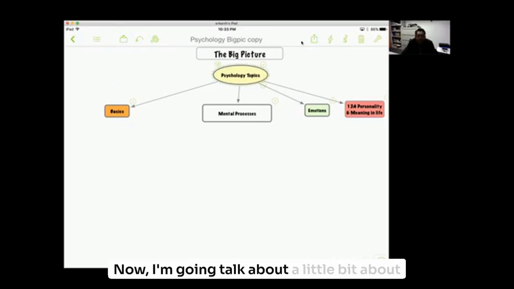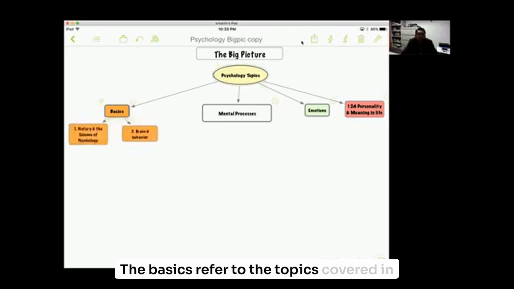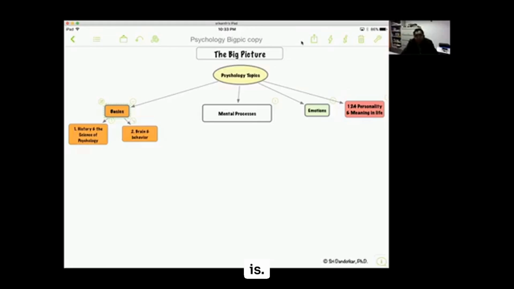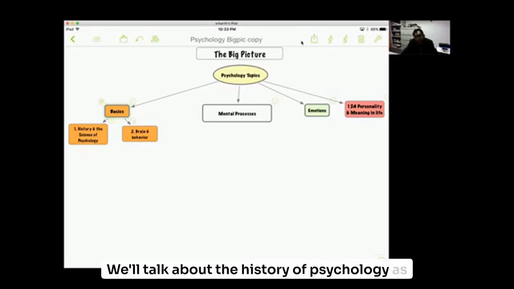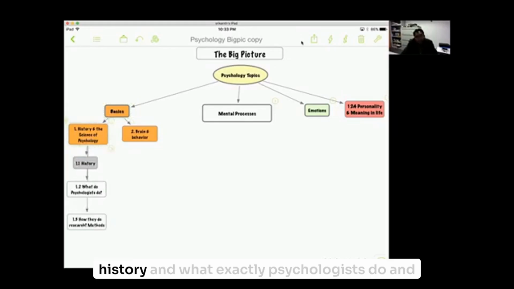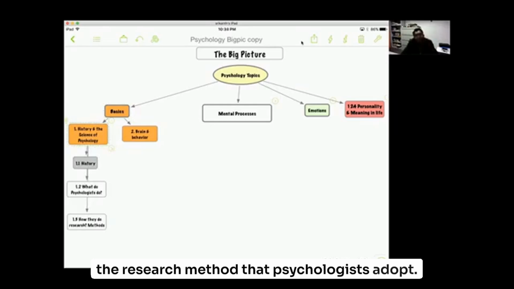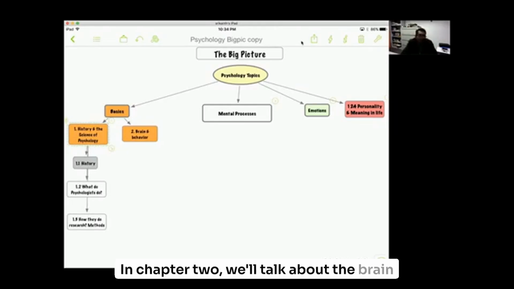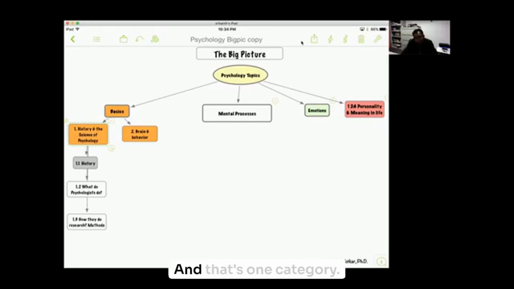Now, I'm going to talk a little bit about these individual categories in a second. The basics refer to the topics covered in chapters 1 and 2. In chapter 1, we'll define what psychology is. We'll talk about the history of psychology as a scientific field, what exactly psychologists do, and the research methods that psychologists adopt. In chapter 2, we'll talk about the brain and behavior: neurons, the nervous system, and the brain.